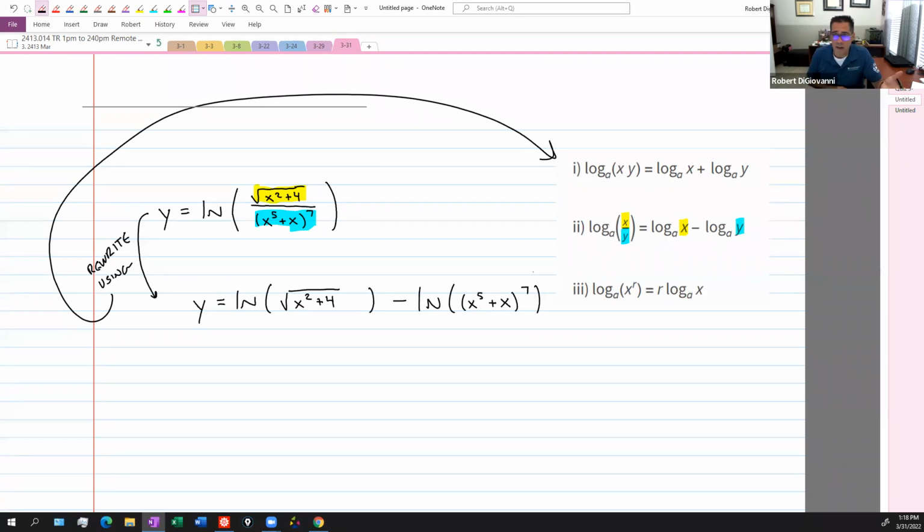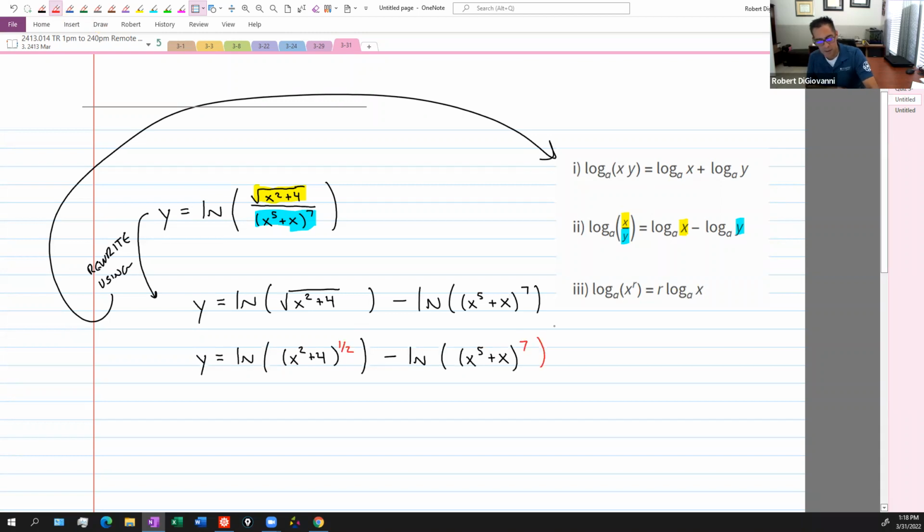I'm not doing any derivatives right now, I'm just rewriting the problem. That's all. Okay, now what else can I do? Well, I remember that when you say the square root of something, you really mean you're raising it to the 1/2 power. So I'm going to rewrite this as x squared plus 4 to the 1/2 power, that's really what that means. And then over here, minus natural log of x to the 5th plus x, raised to the 7th power.